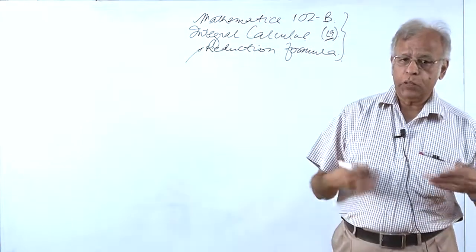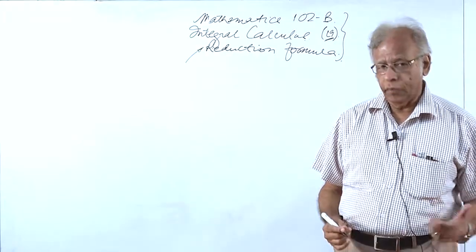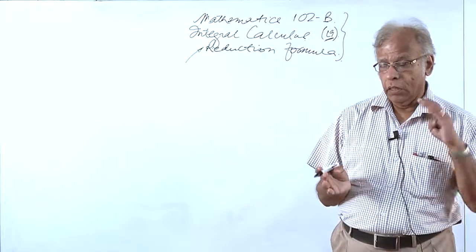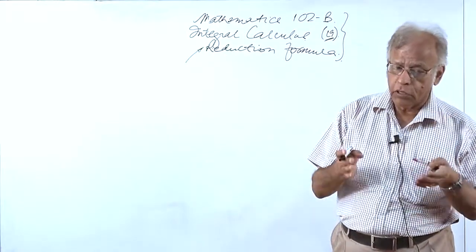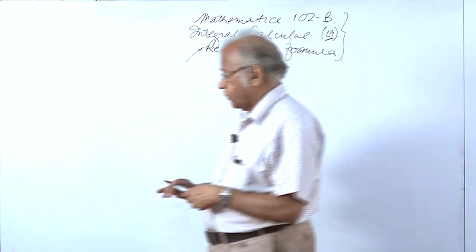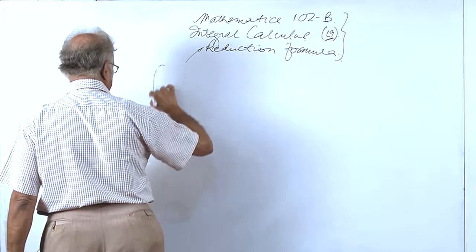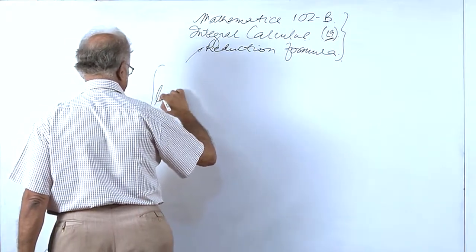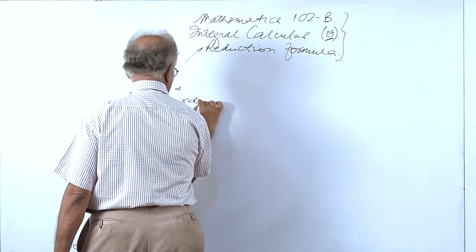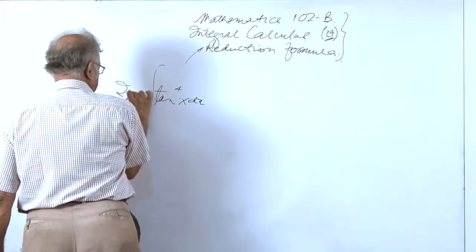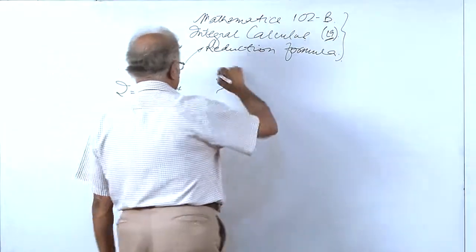We'll gradually build up the lecture by trying two familiar integrals and then seeing how the concept of reduction formula just creeps in. Now for that, let us start with, let's try to integrate tan x to the power of 4. How do we do it? The process is very simple.